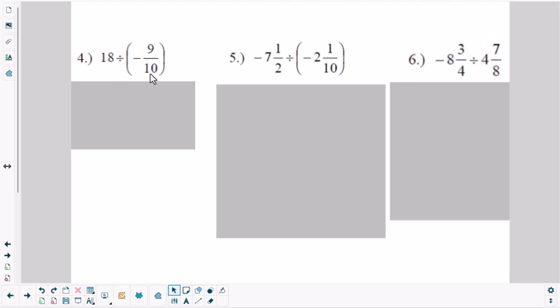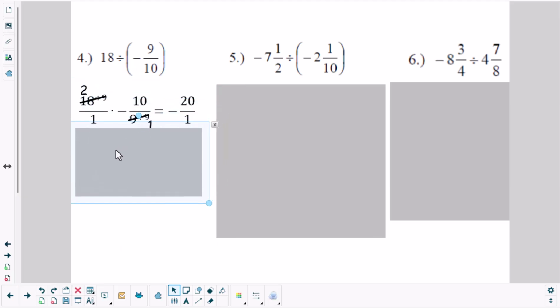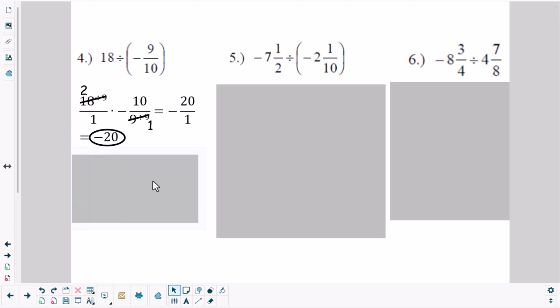Keep, change, flip. So keep 18, change division to multiplication, and flip -9/10 into -10/9. Let's talk through this work here. So when we look at our diagonal numbers, the 1 and 10 do not reduce, but 18 and 9 both divide by 9. 9 divided by 9 is 1. 18 divided by 9 is going to be 2. We'll take 2 times 10 to get 20. 1 times 1 to get 1. We had one negative, so our answer is negative, and this will just be -20.